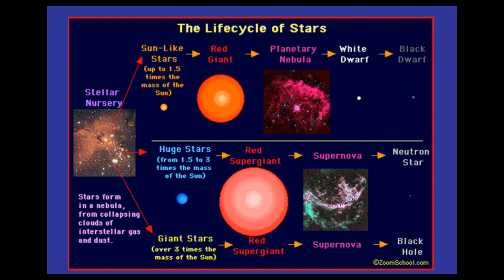Now, when the hydrogen fuel in our sun's core begins to run out, it will eventually cool down and swell into a red giant. So write that explanation in your notes and write red giant next in your flow chart. Now eventually the huge red atmosphere will explode off into space and turn into a planetary nebula. Write that explanation in your notes and planetary nebula next in your flow chart.